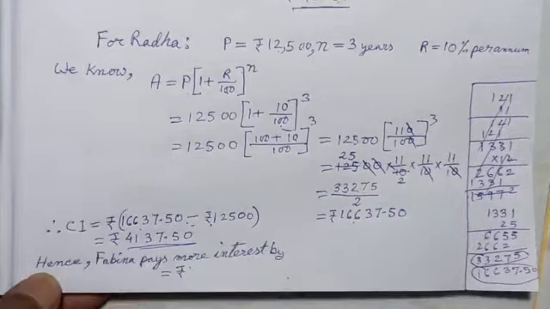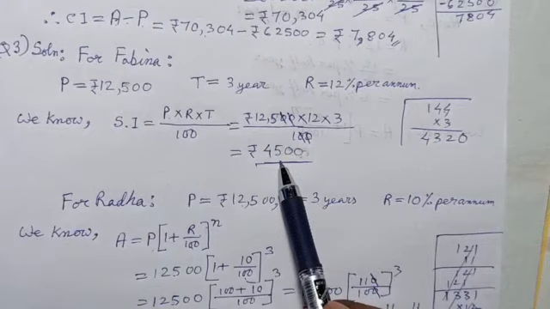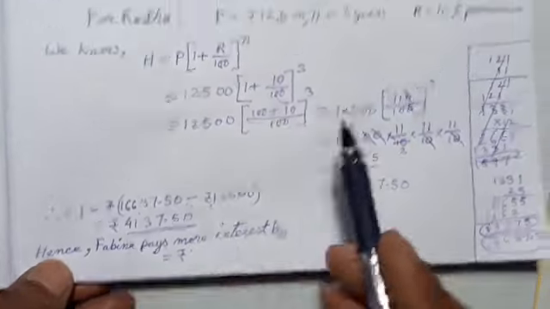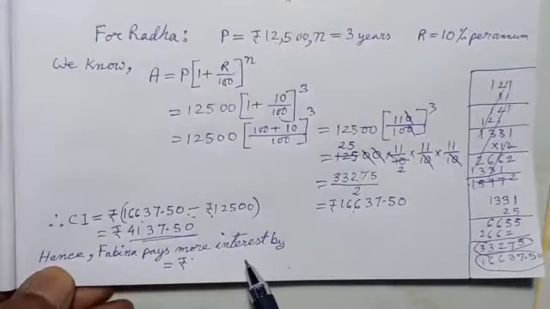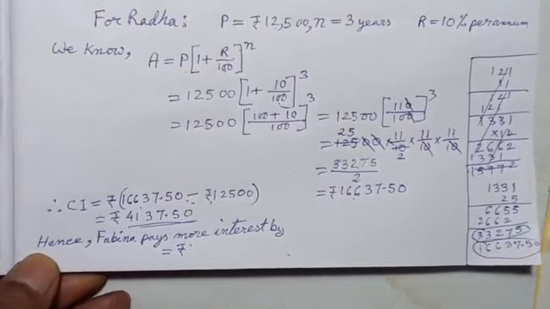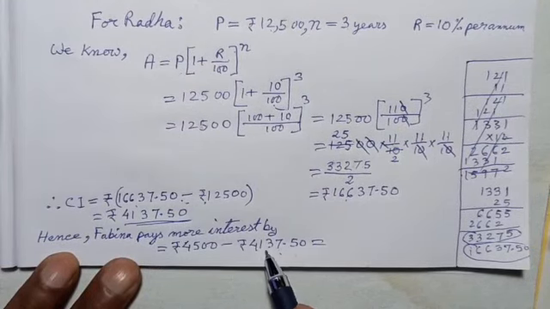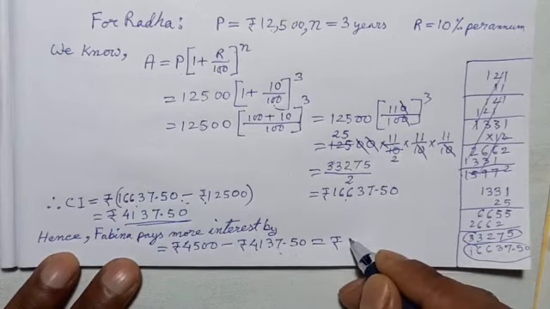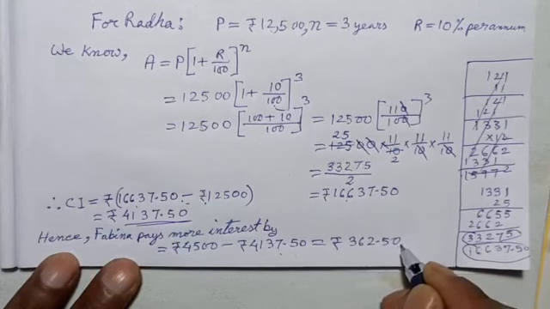The interest for Pabina is this, and the interest for Radha is this, and when we compare these two, this one is greater. So Pabina pays more interest by, now we have to subtract. From this rupees 4,500, we are going to subtract 4,137.50. If we subtract these two, we are getting rupees 362.50, and this is the answer.